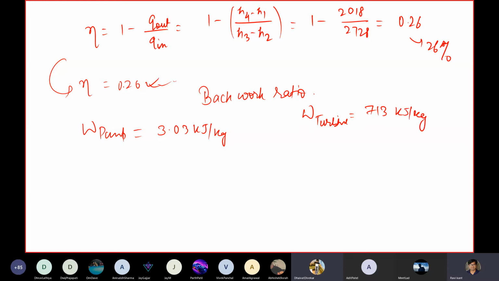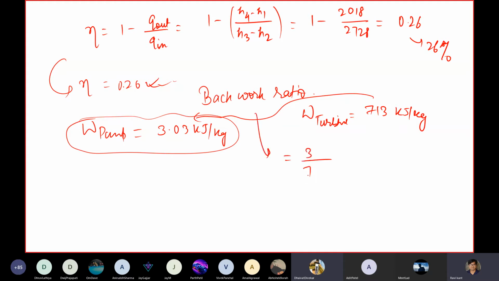Okay, so see, what is the portion that this pump is using, what is the ratio? Back work ratio. This back work ratio is very less, 3 upon 713, so it comes out to be 0.004. So it is about 0.4% of what the turbine output was giving.